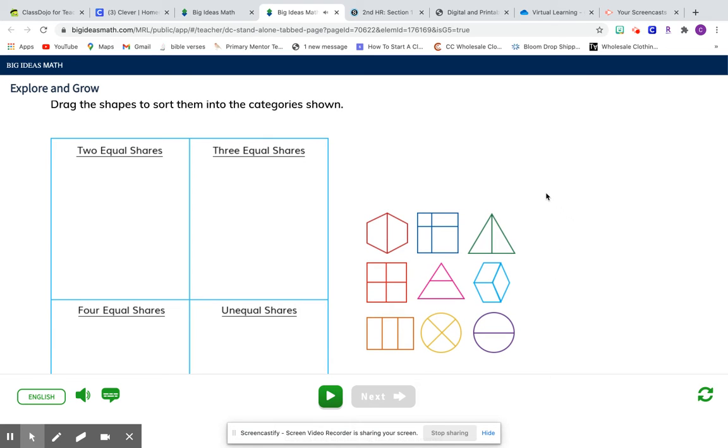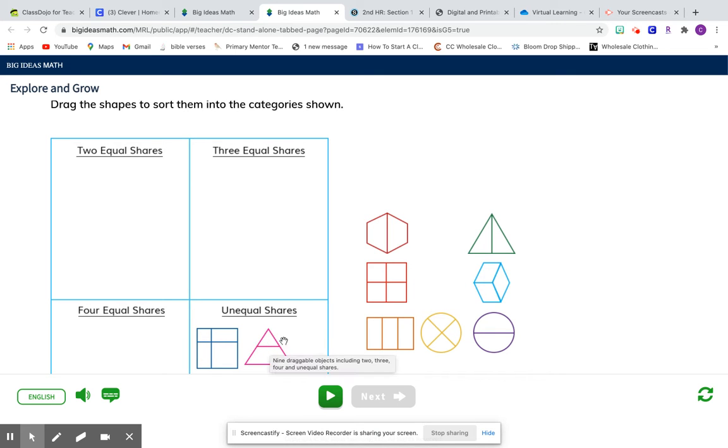All right, so we're going to sort these. First of all, we're going to find all of the unequal ones. This one would be unequal. This one would be unequal. Now let's find all of the ones that are split into two equal groups. This one's split into two, so these are split into halves.